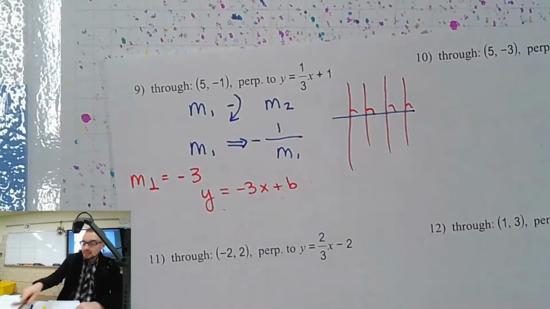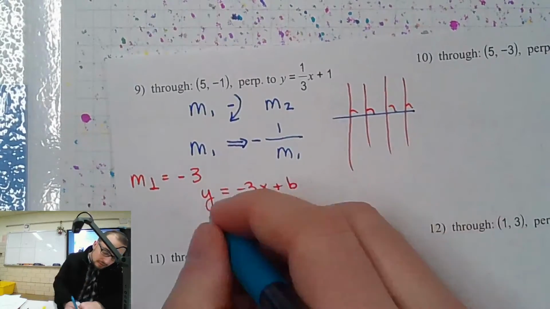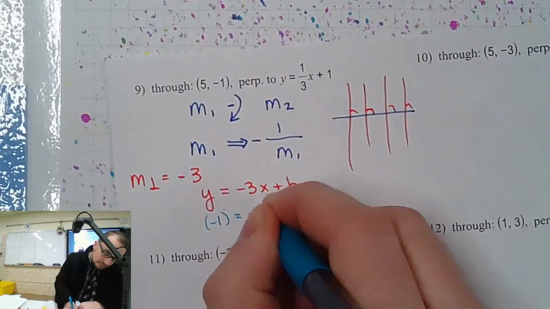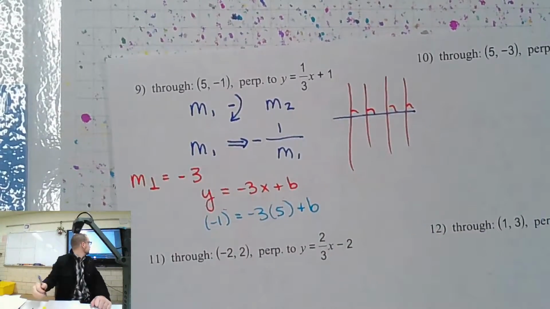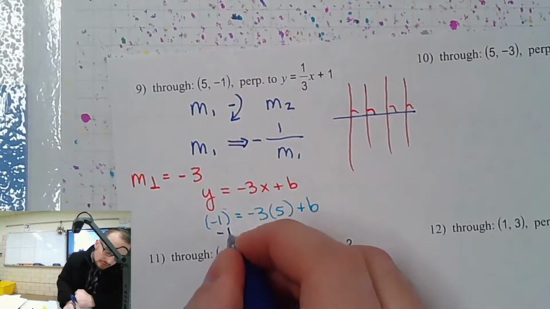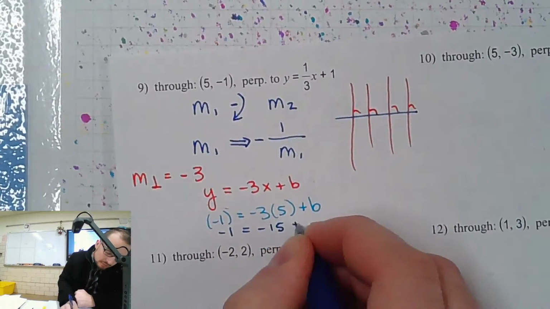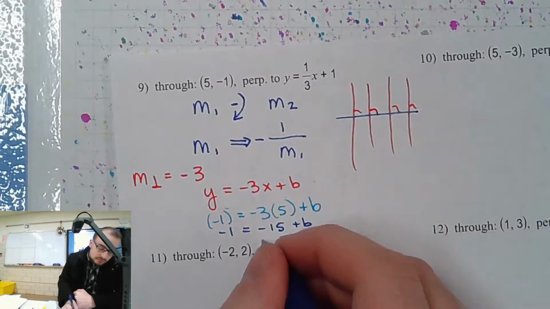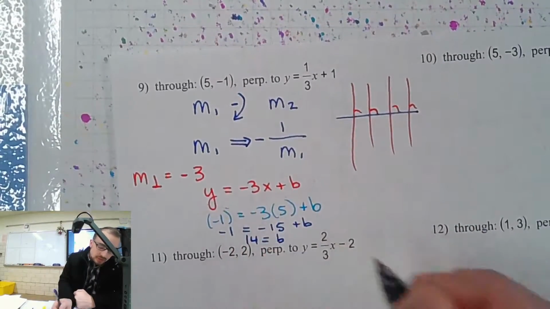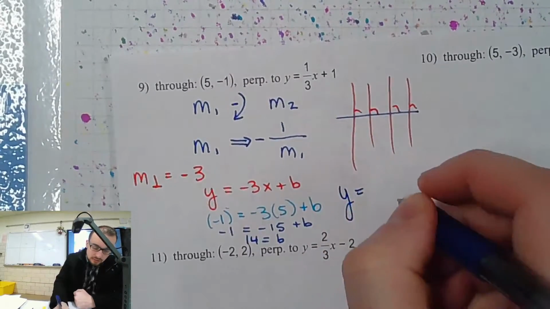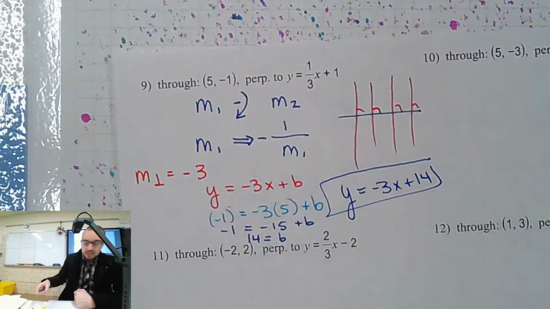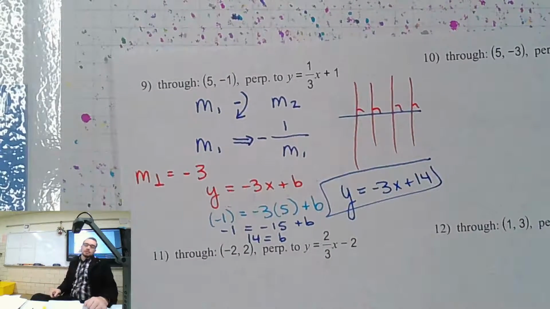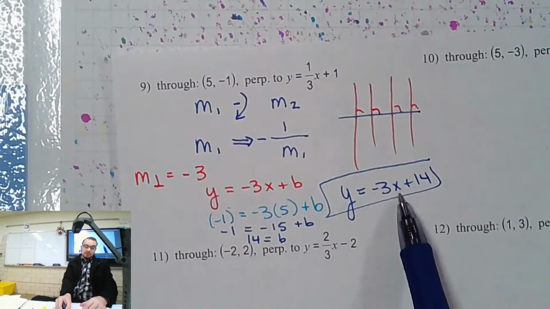So we're going to plug in 5 and -1. And when we do that, we get -1 for y, 5 for x, and we're going to solve for b, which gives us -1 equals -15 plus b. And we add 15, we're going to get 14 equals b, which means our equation is y equals -3x plus 14. That's the equation that is perpendicular to the first one and goes through 5, -1. How do I know it goes through 5, -1? Because when you plug in 5, you get -1 for y.